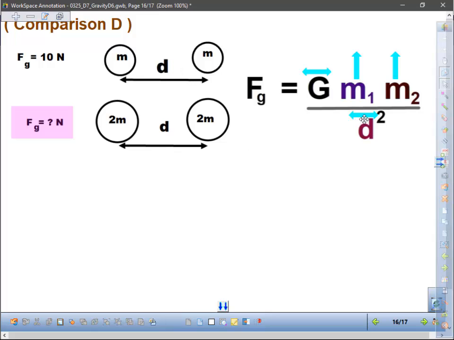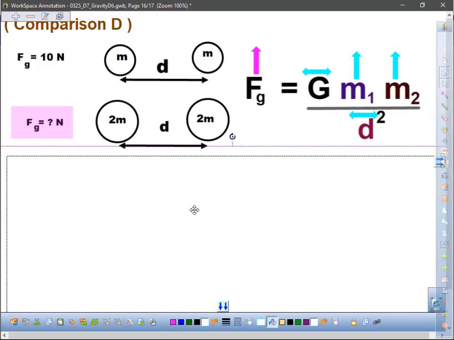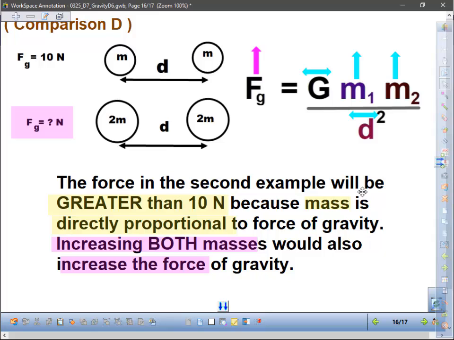Now you have to solve for this. Increasing and increasing on top, the bottom stays constant. So what happens to the overall fraction on the right? Whatever happens on the right has to happen on the left. So what goes above the force? Increases. Since the right side is getting bigger, the left side has to get bigger, so force of gravity has to increase. So looking at our example, the force in the second example will be greater than 10 newtons because mass is directly proportional, right? More mass means, and both masses are going up actually, more mass means increasing the force of gravity. So more gravity pulling them together.